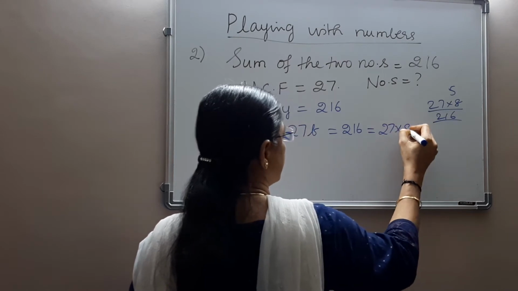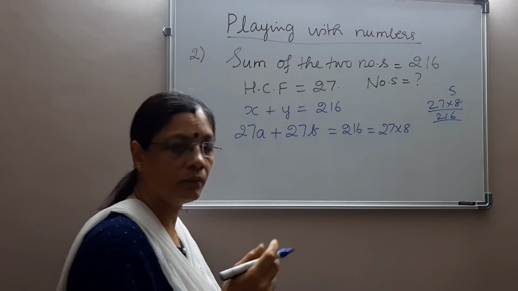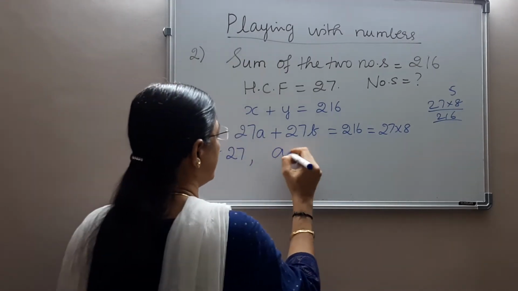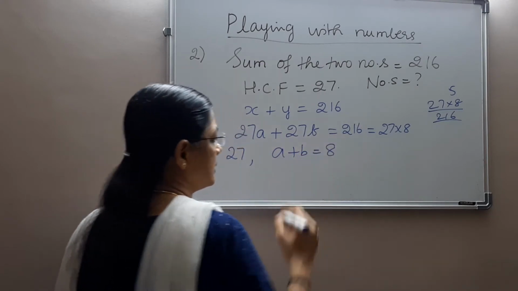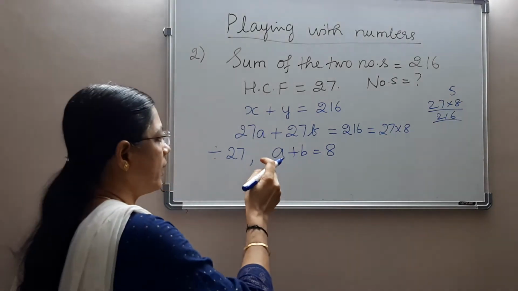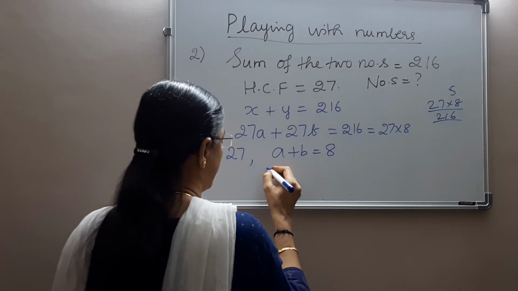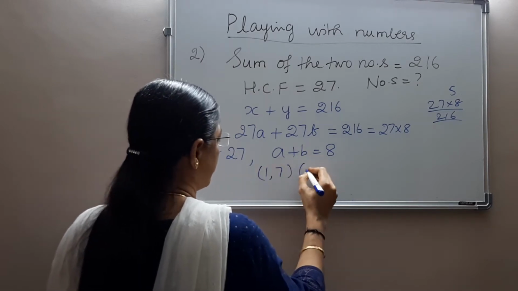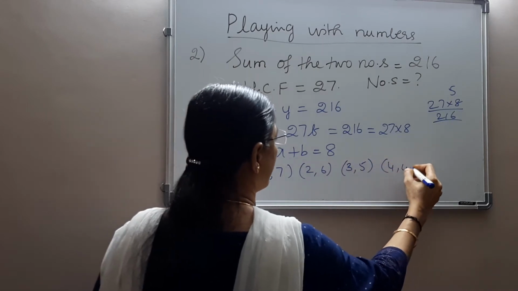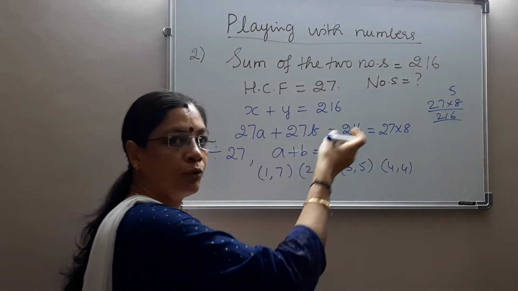So 27 into 8. See, now we have 27 throughout. I divide throughout by 27. So what I get? I get a plus b is equal to 8. See, there I got a plus b is equal to 3. I found the combinations, isn't it? So likewise, we need to find the values for a and b, which will give you 8 now. So let us start with 1 and 7, 2 and 6, 3 and 5, and 4 and 4. And the next thing is again the same. It will give you the same result. So you need not repeat them.